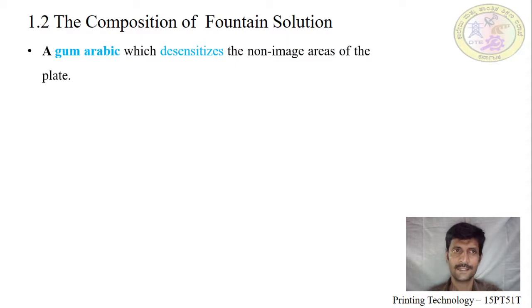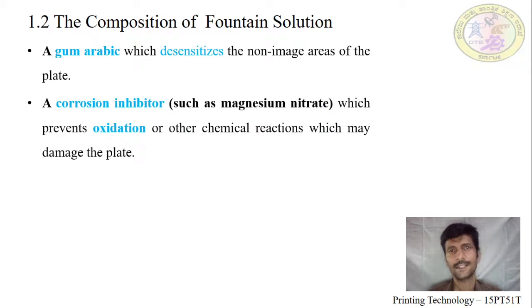Next, we will see gum arabic, or gum, which desensitizes the non-image area of the plate and makes the plate more durable. It can be used evenly from one printing job to another to protect the plate from wear and tear and increase the life of the plate after printing. Corrosion inhibitor is nothing but magnesium nitrate, which prevents oxidation or other chemical reactions which may damage the plate.